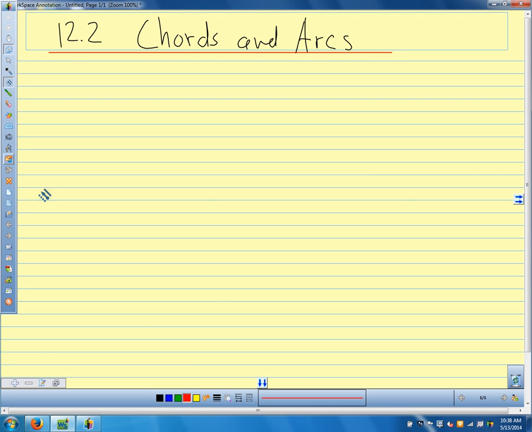Let's put the electronics away, please. Pencil, paper.